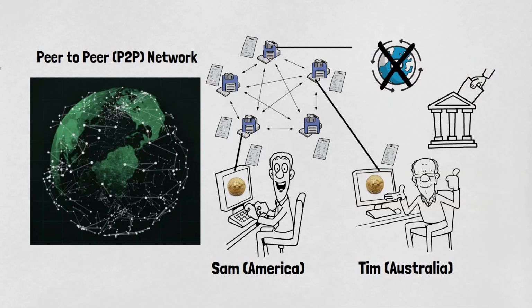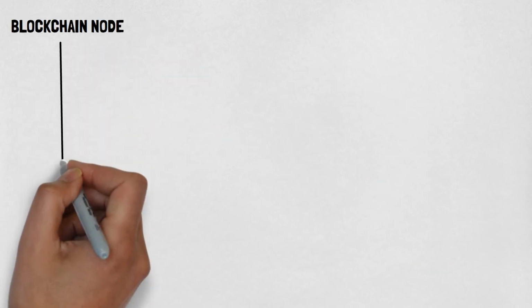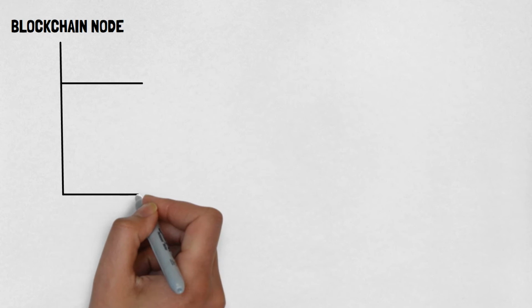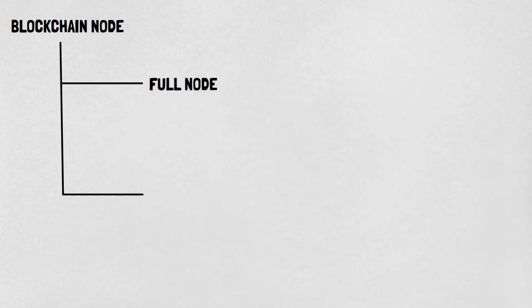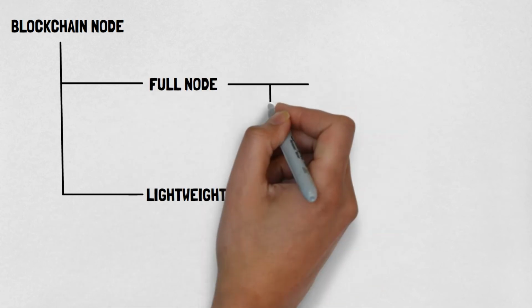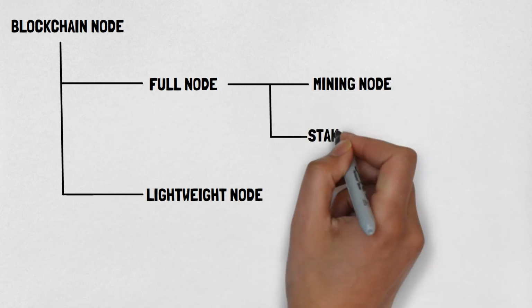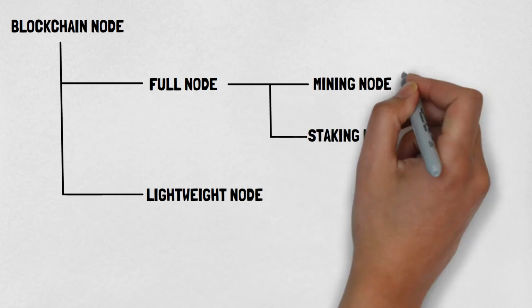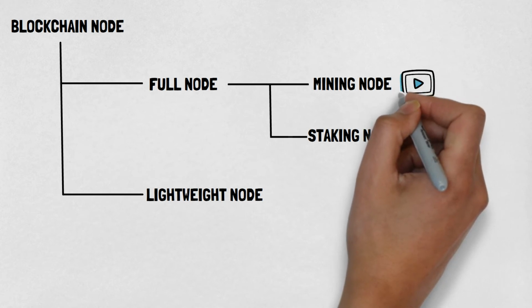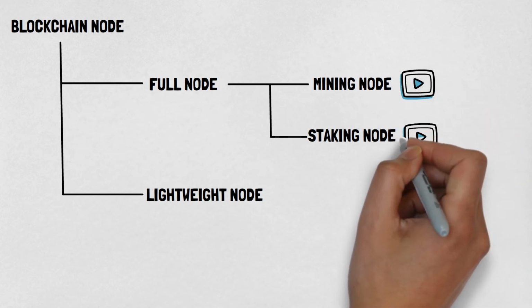For taking down the blockchain, the whole world has to turn off the internet at the same time throughout the world, which is next to impossible. There are two subtypes of nodes, which are full nodes and lightweight nodes. The full nodes are further subdivided into two subcategories called mining nodes and staking nodes. But both these topics are a video of their own and I'll be making a video for each in the future. For this video, let's focus on full nodes.